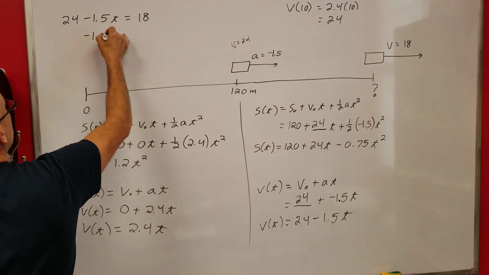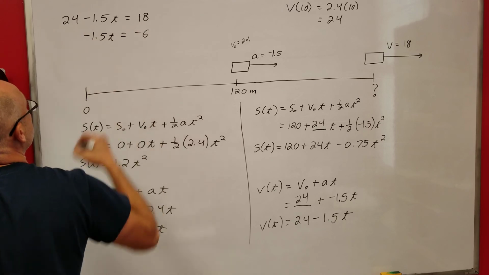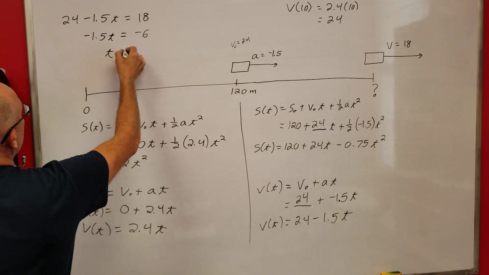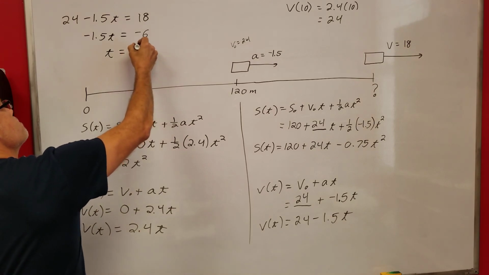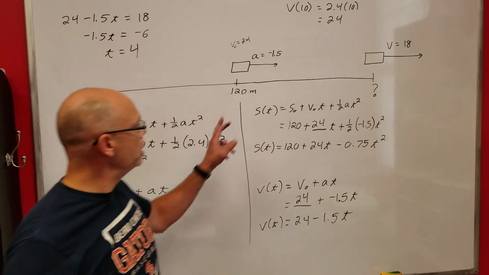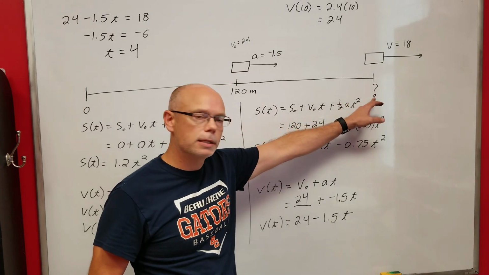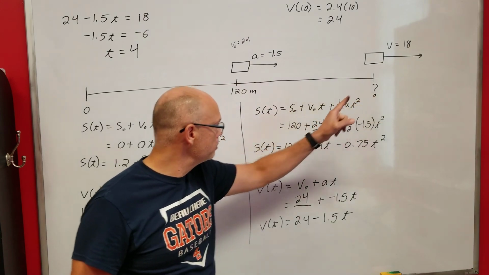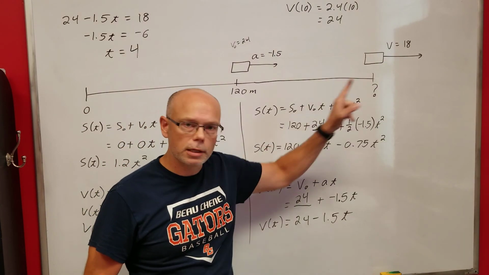So we have negative 1.5t is equal to 18 minus 24, which gives me what? Negative 6. So then we divide both sides by negative 1.5, and that's going to give me a positive, right? So that'll give me what? 4? 4 seconds there. All right, so I know the time it took to get here, right? But what do I want? I want to know the distance there. How do I find the distance there? It took 4 seconds to get here. I plug in 4 to my position function, and it'll give me the position there, right?